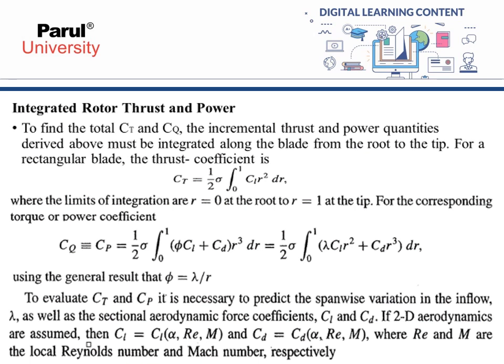If 2D aerodynamics are assumed, then Cl is a function of Reynolds number, alpha and Mach number, and Cd is also a function of alpha, Reynolds number and Mach number, where Re and M are the local Reynolds number and Mach number respectively.